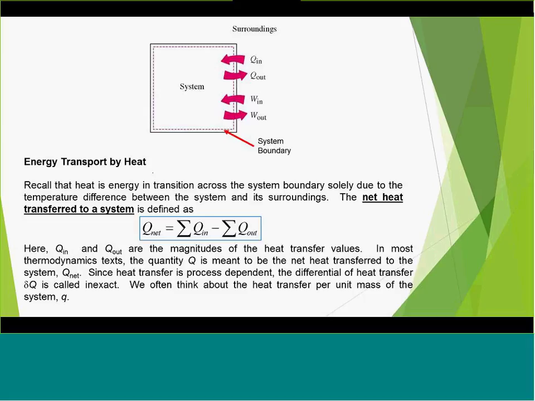So, energy transport by heat is the transfer across the boundary due to the temperature difference, going towards a state of equilibrium. The net heat transfer to a system is the total heat in minus the total heat out. If it is in equilibrium, it is definitely equal to 0. In most thermodynamics texts, the quantity Q means the net transfer to the system, so Q means Q net.